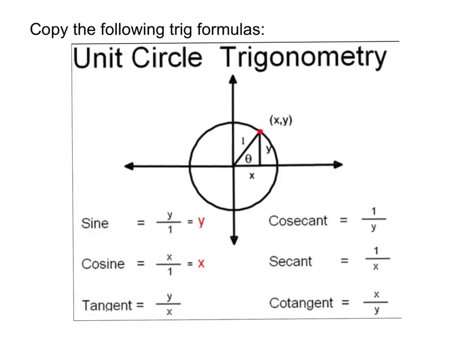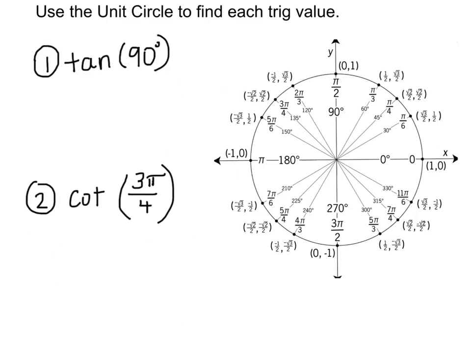Okay, these are your formulas. Pause the video and write these down on a sheet of paper. You're going to need them for questions at the end of the video. Okay, tangent of 90 degrees. First question. Tangent formula is y over x. So let's find 90 degrees. Here's 90 degrees. There's your xy coordinate.